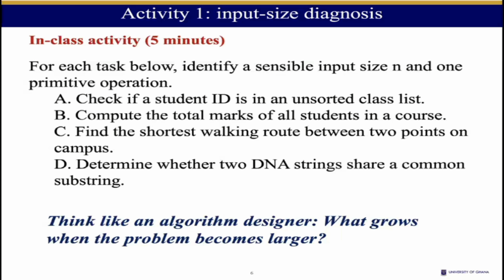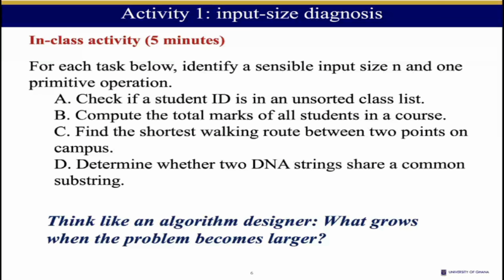Okay. So, I was saying that for the input size, it should be the number of students in the list. And then the operation that follows for this one should be a comparison between every existing ID and the student's ID that is being searched for. That tells whether they are present or not. So, the ID that is compared to the existing ones.